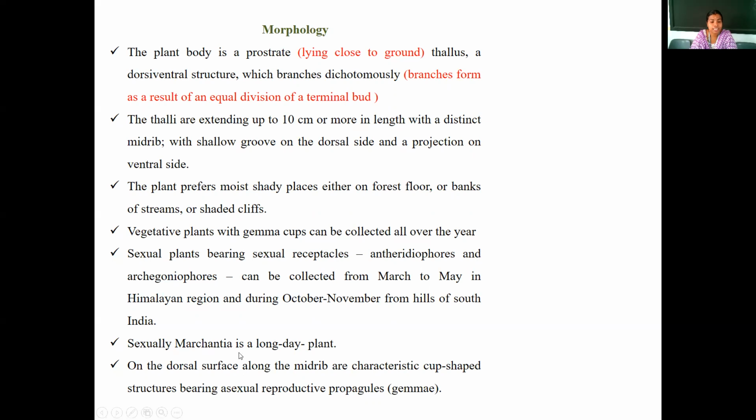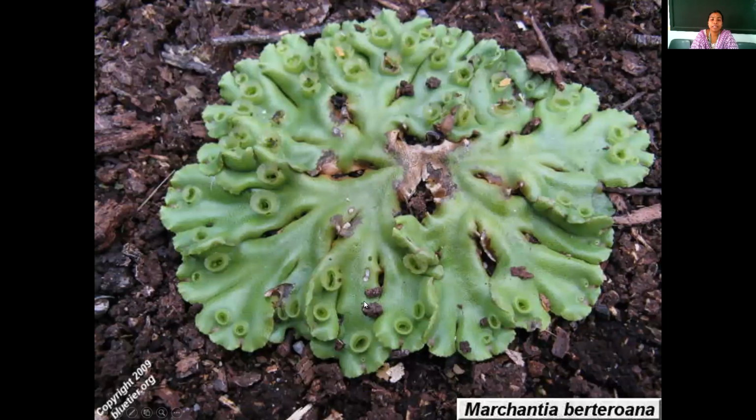It needs more light. On the dorsal side of the Marchantia thallus, along the midrib, you can see a cup-shaped structure with a frilled margin. We call it the gemma cup. Okay, so this is how the Marchantia thallus looks like. This is the Marchantia polymorpha species, and this is the dorsiventral thallus. Here, as I told you, there is the dorsal surface as well as the ventral surface. On the dorsal surface, you can see some shallow groove and the vegetative propagules.